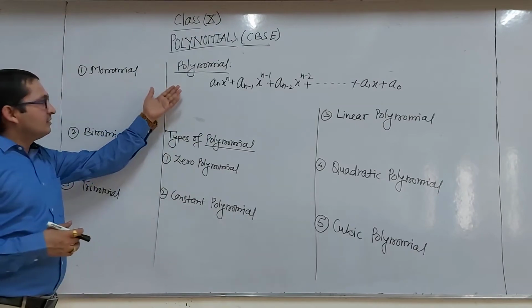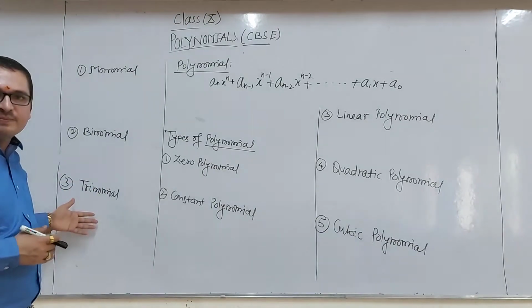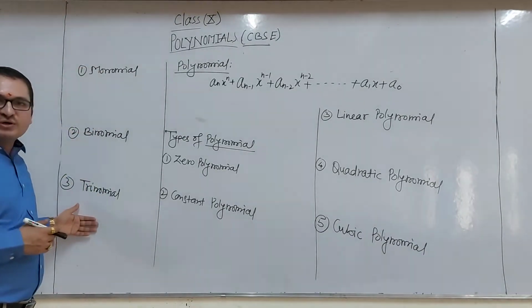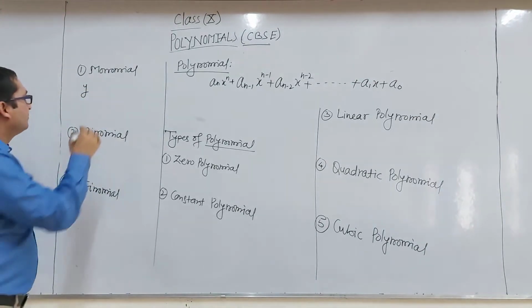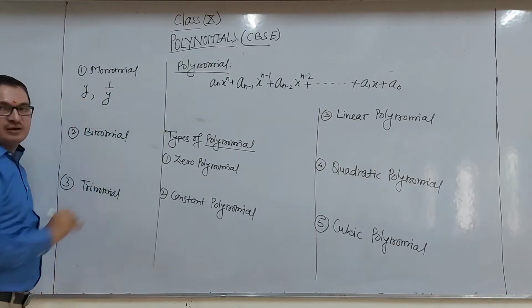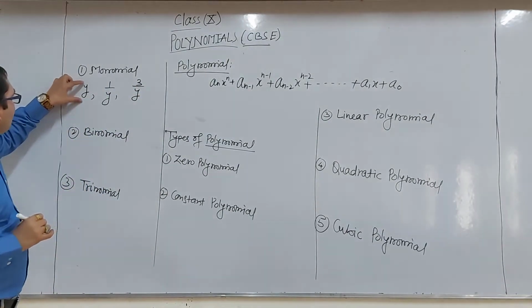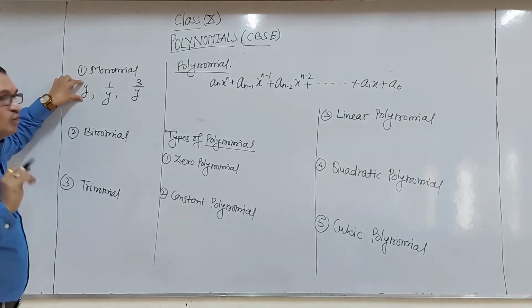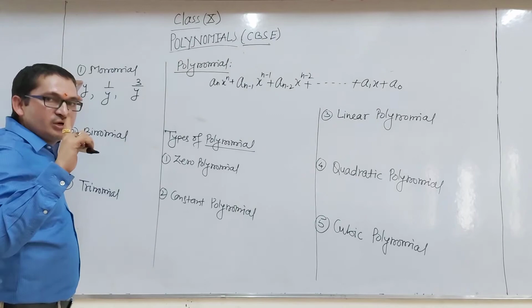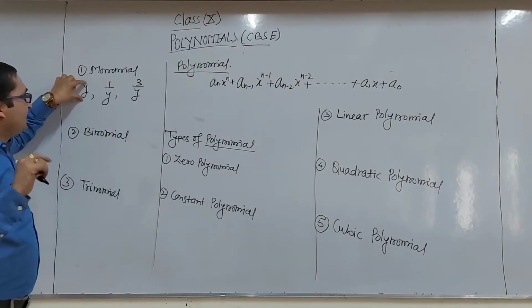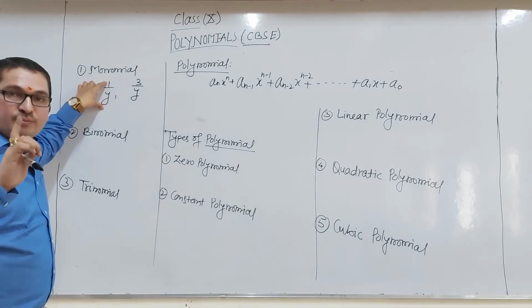Let me tell you the difference between a polynomial and algebraic expressions: monomial, binomial, trinomial. These are the types of algebraic expressions. If I write y, this is a monomial, one term. 1 upon y, monomial. 3 upon y, monomial. Monomial means an algebraic expression having only one term. y is a monomial as well as a polynomial. 1 upon y is a monomial but not a polynomial.